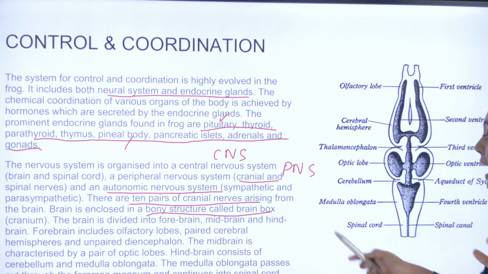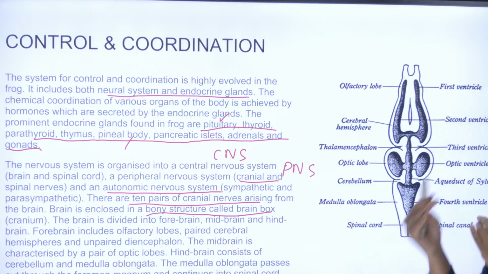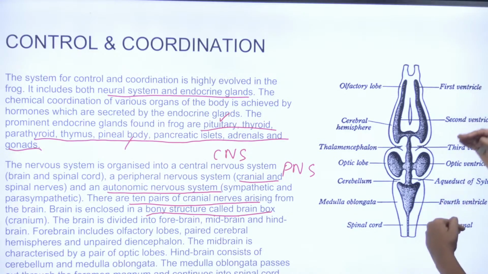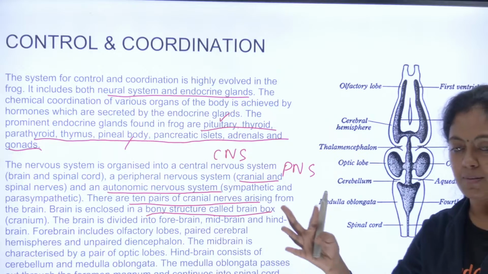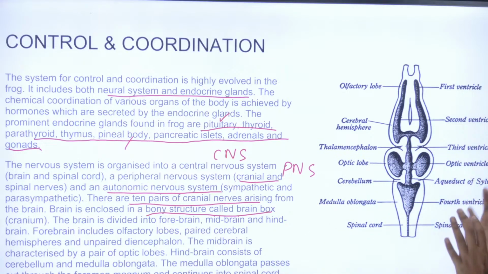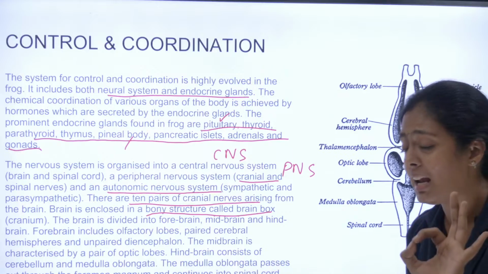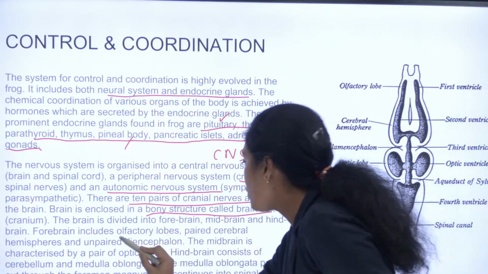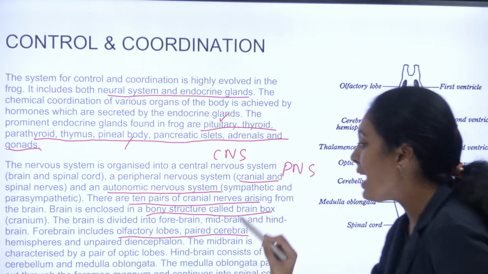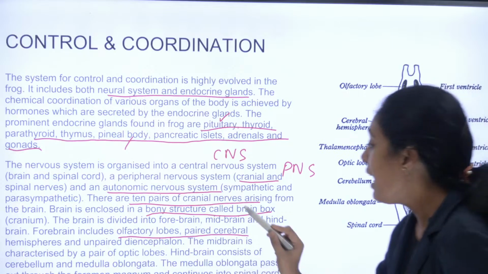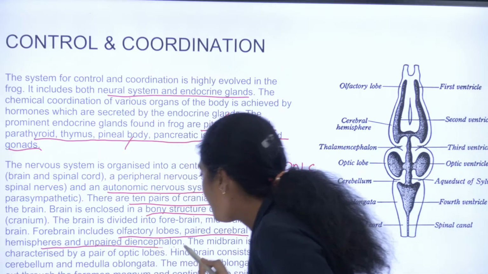Okay, I was talking to you about the brain division. The brain is divided into forebrain, the midbrain and hindbrain. Our brain is circular, but their brain is somewhat elongated. Okay, so what does the forebrain include? Every line is important. It includes olfactory lobes, paired cerebral hemispheres and unpaired diencephalon.